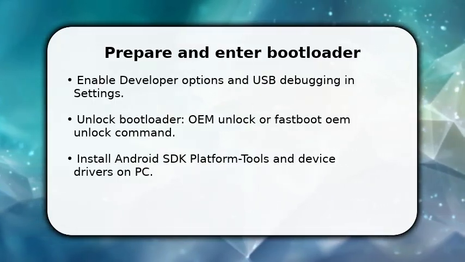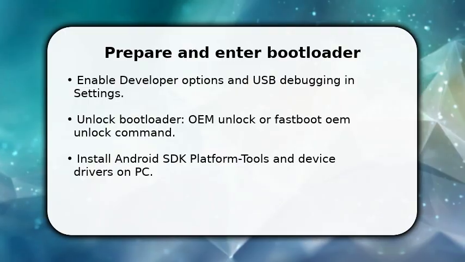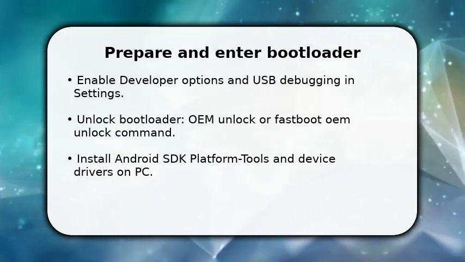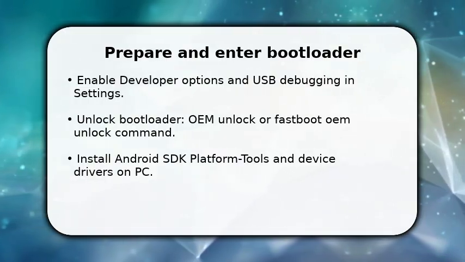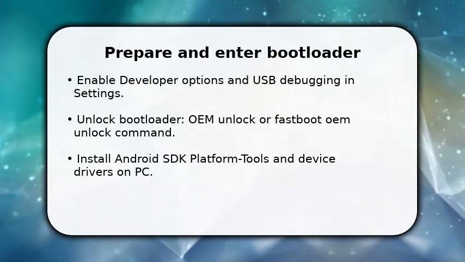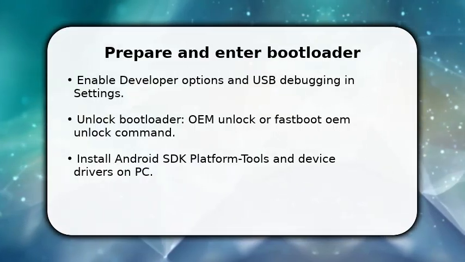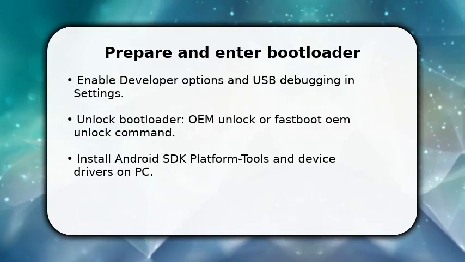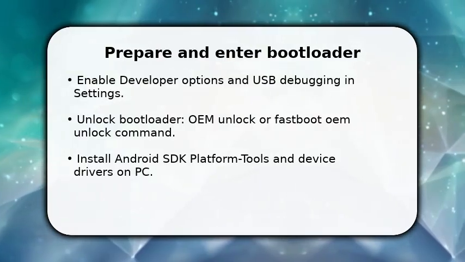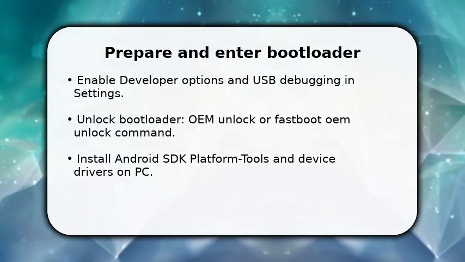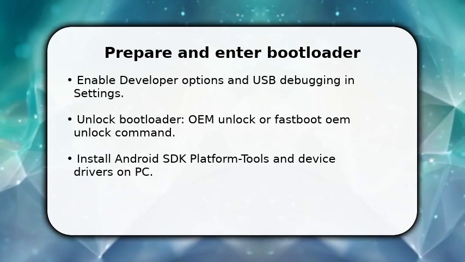Install platform tools and drivers on your computer so fastboot and ADB can communicate. Once done, power the device into bootloader or fastboot mode. Use the button combo or ADB reboot bootloader. Make sure the PC recognizes the device. This prevents interruptions and ensures you can flash partitions safely.